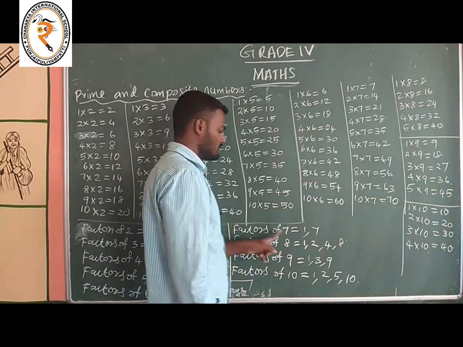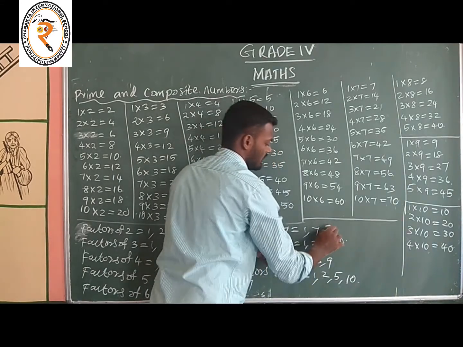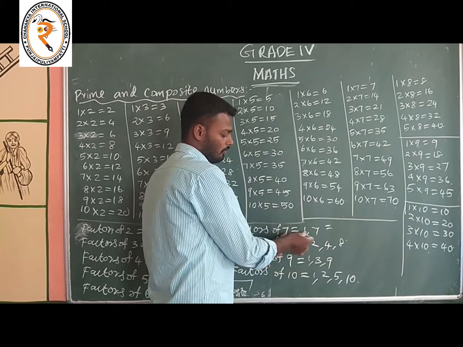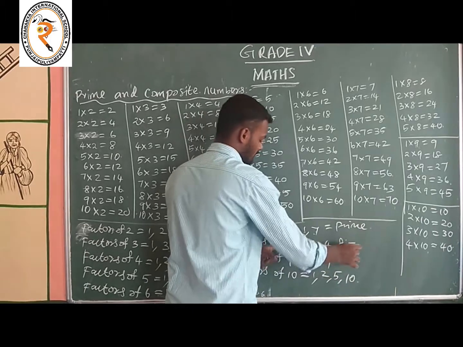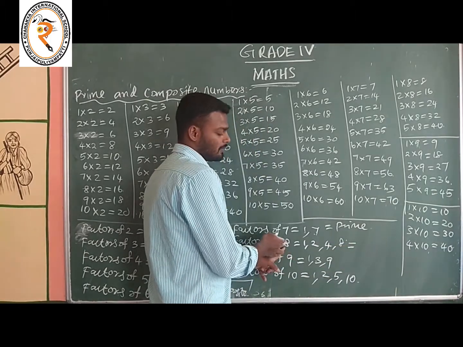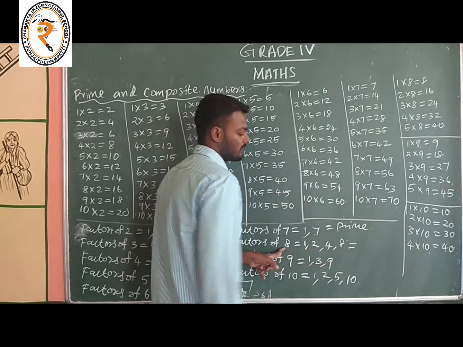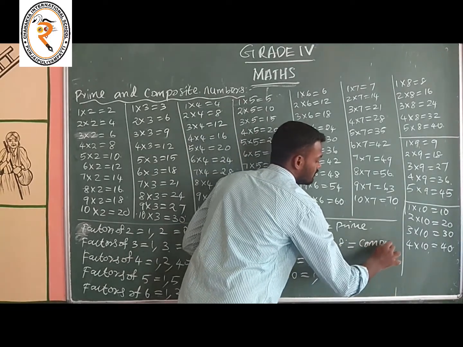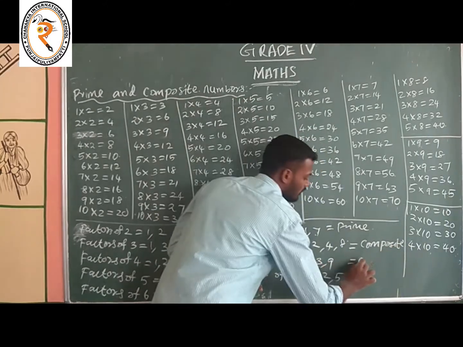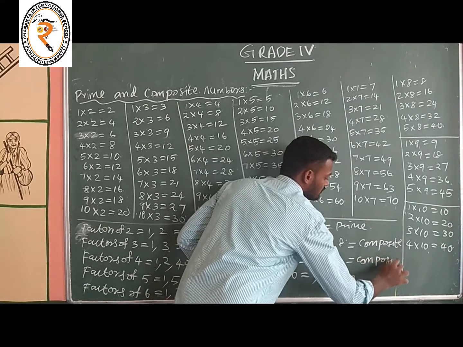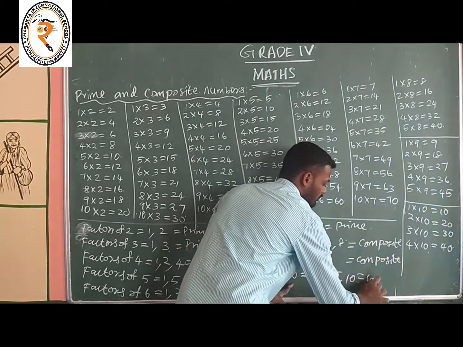Factors of 7. Is 7 a prime or composite number? 7 has only 2 factors. That is a prime number. 7 is a prime number. Now factors of 8. Is 8 a prime or composite number? 8 has 4 factors: 1, 2, 4 and 8. It is a composite number. And 9 also has 3 factors. It is also a composite number. And 10 has 4 factors, so it is a composite number.